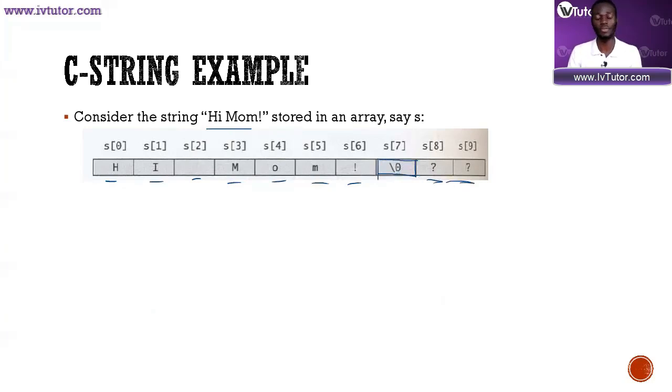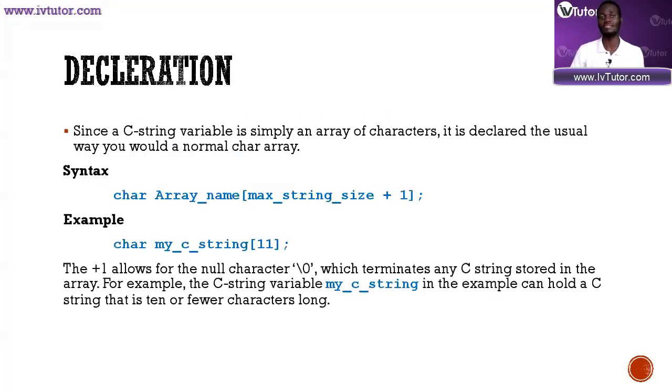So a CString acts as a string, like you would use a normal string, except that it behaves differently. You have to understand how to use a CString, what you can and what you cannot do with a CString. So let's start by understanding how you declare a CString.